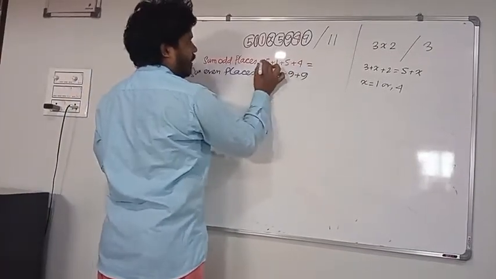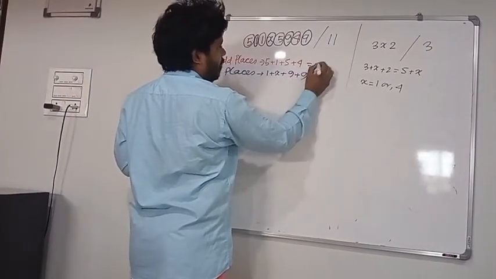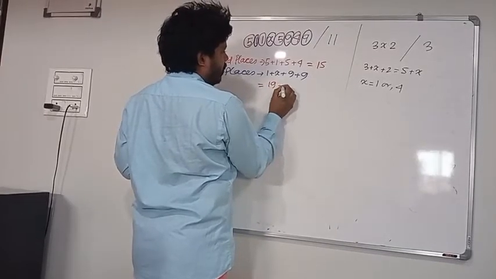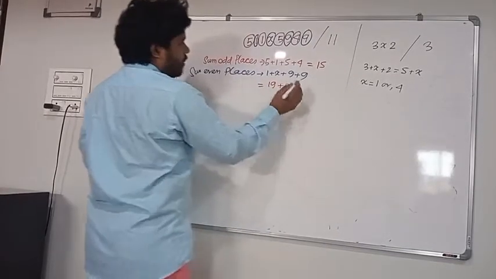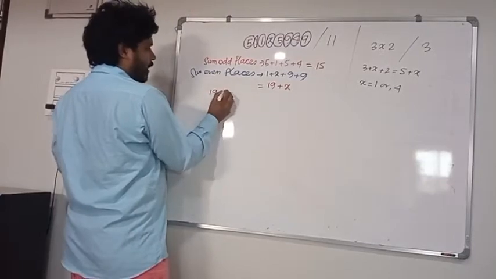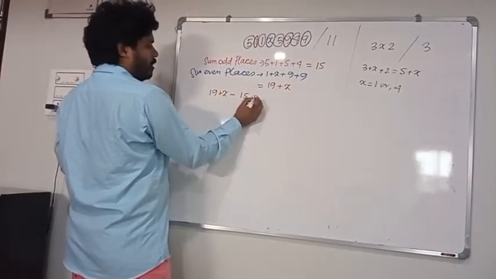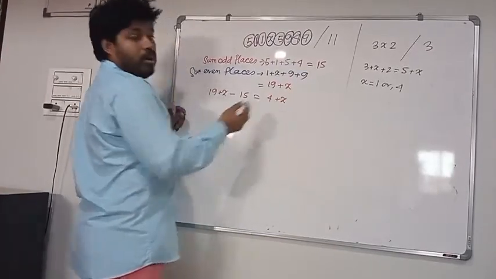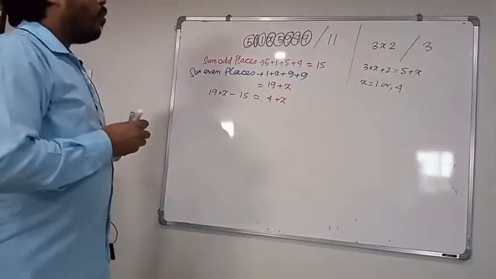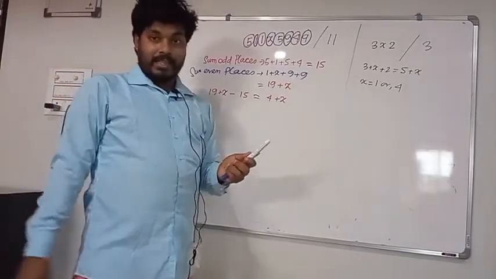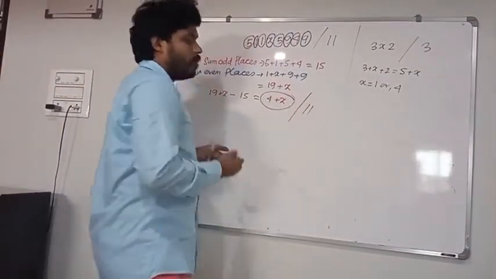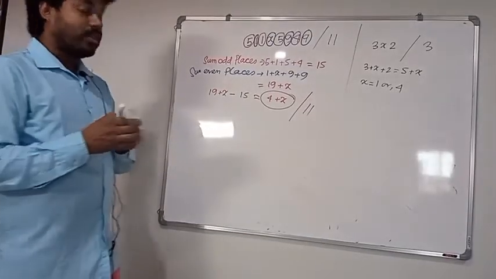Yes, this value will be 5 plus 5 plus 5, 15, and this will be 19 plus x. Now 19 plus x minus 15, what is this? This will be 4 plus x. So now tell me what will be x? Then this number is divisible by 11. What will be the value of x? What is the minimum value of x?